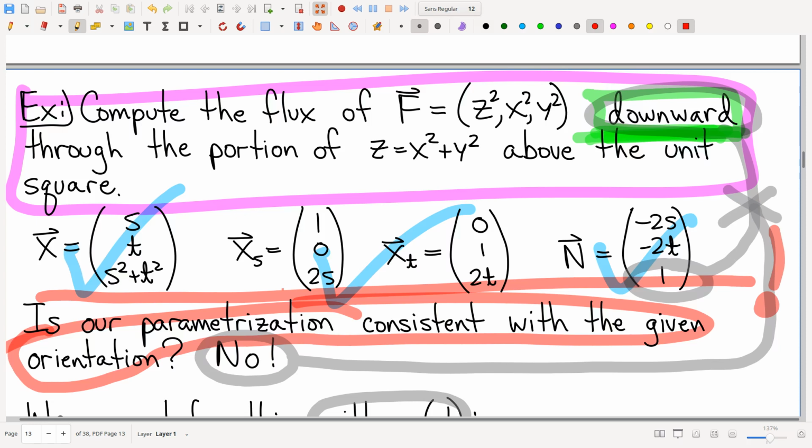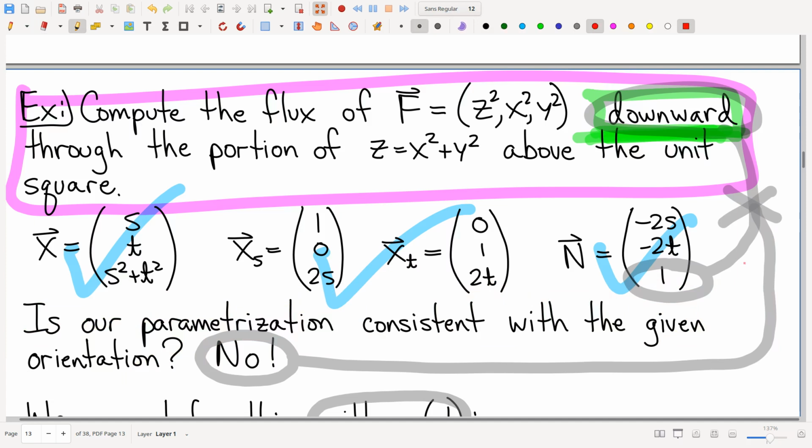I parameterized, and implicitly, in ways that I can't tell at a glance, I've already selected an orientation, and it's not clear what it's going to be until you write down your capital N. Now you can see that, in fact, inadvertently, we have parameterized with a positive z coordinate, which means, if anything, this is upward, not downward. So comparing these, yep, I screwed up.